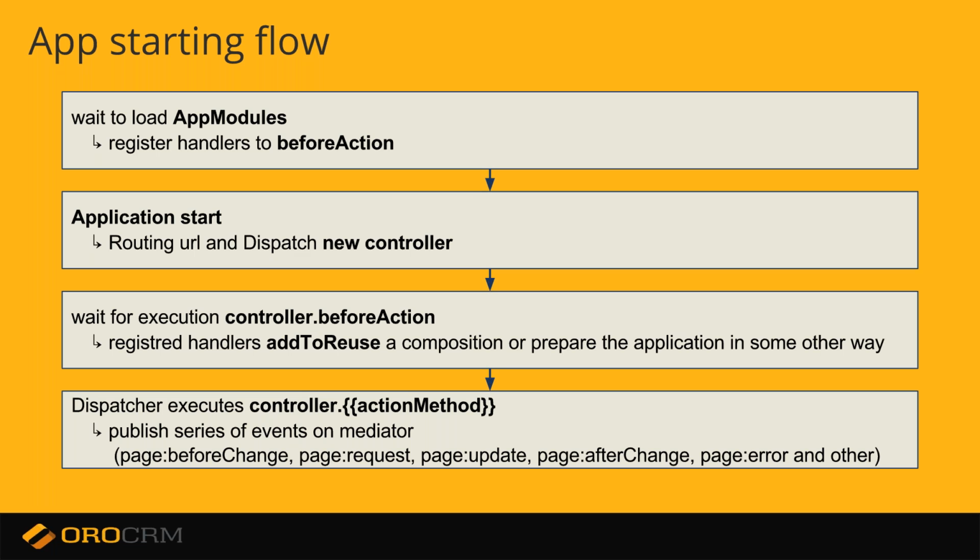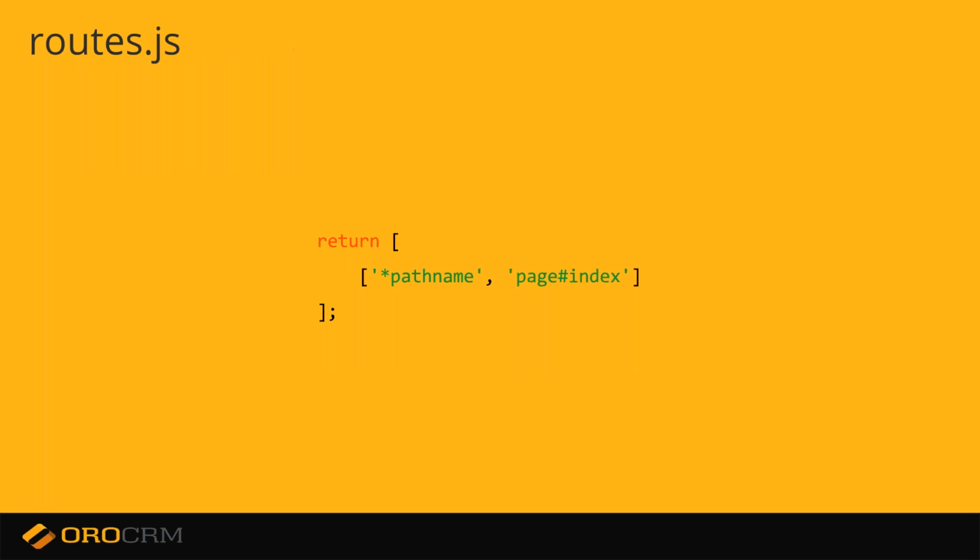Once it is done and before action promise is resolved, dispatcher executes action method of controller, and the action method triggers series of page processing events. These events can be handled anywhere in application. Mostly they are handled in global views. You see example of such events. It's page before change, page request, page update, page after change, page error, and other.